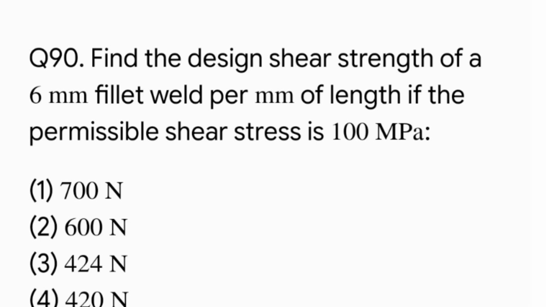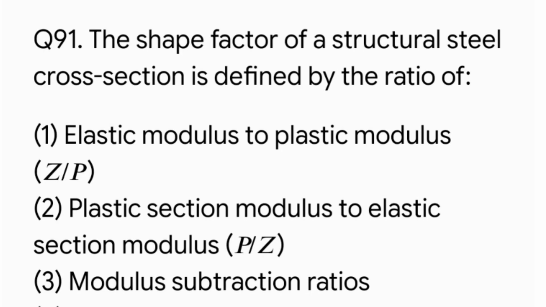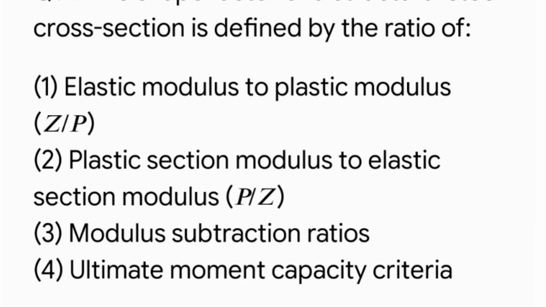Correct answer 424 newtons. Next question. The shape factor of a structural cross section is identified by the ratio of, correct answer option 2, plastic section modulus to elastic section modulus.